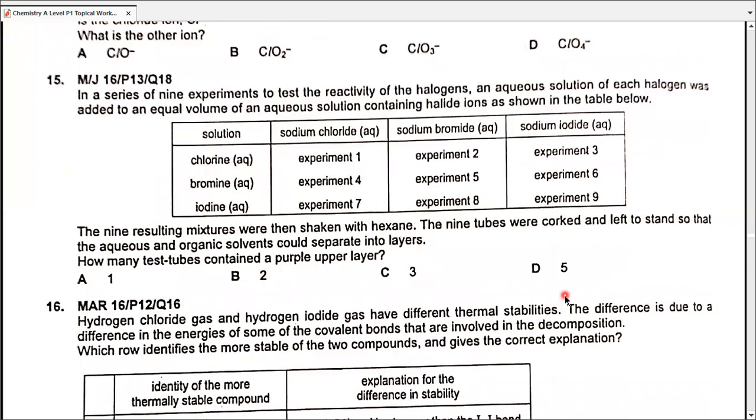In a series of 9 experiments to test the reactivity of the halogens, an aqueous solution of each halogen was added to an equal volume of an aqueous solution containing halide ions as shown in the table below. The 9 resulting mixtures were then shaken with hexane. The 9 tubes were corked and left to stand so that the aqueous and organic solvents could separate into layers. How many test tubes contain a purple upper layer?